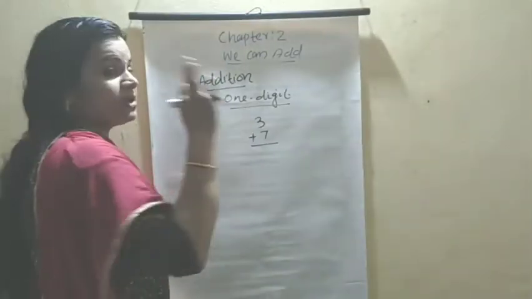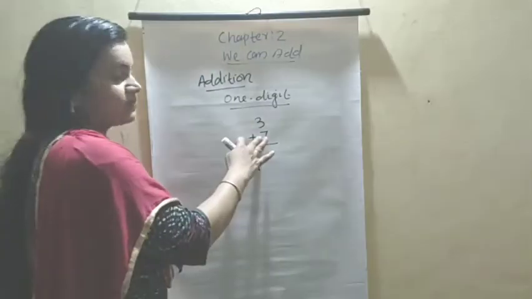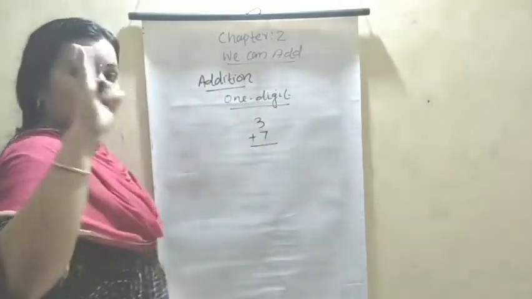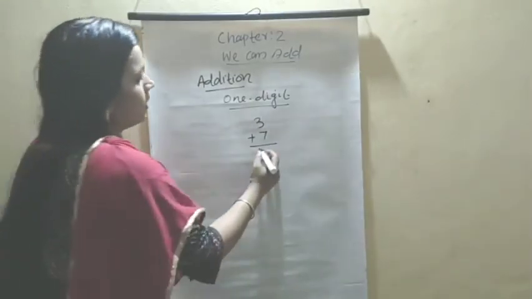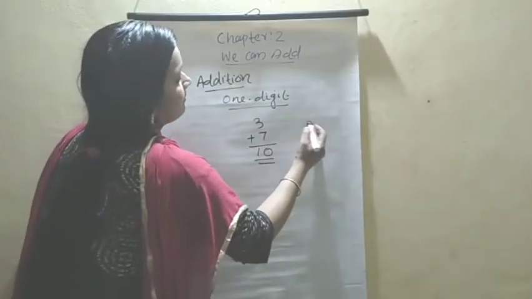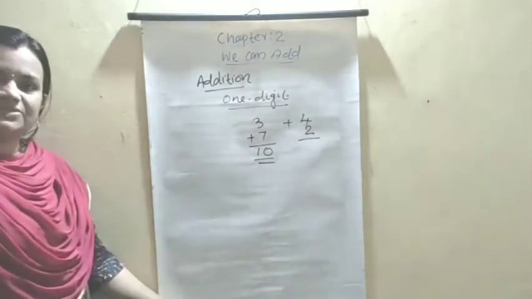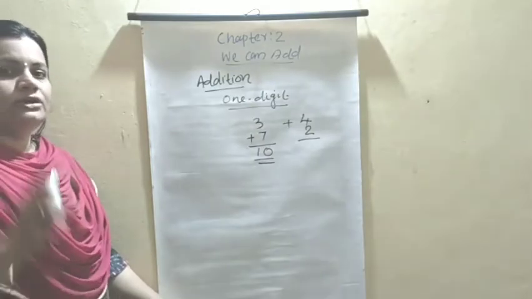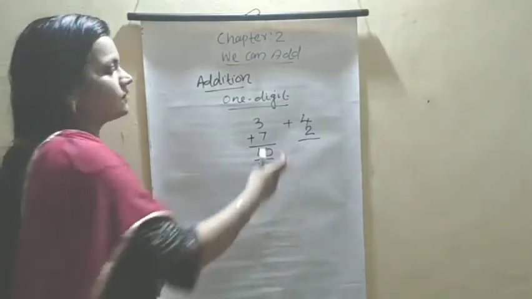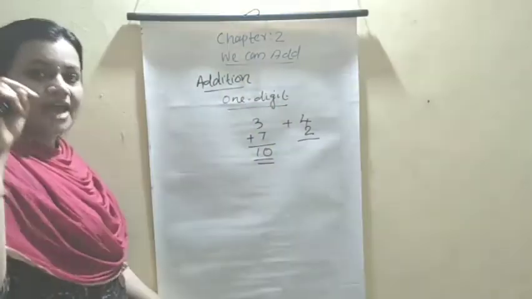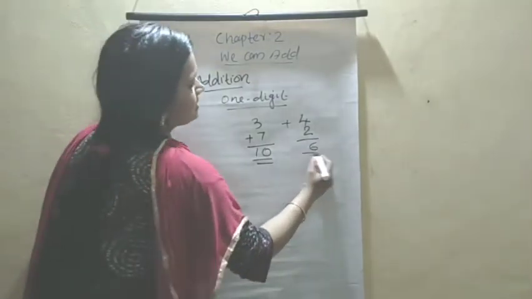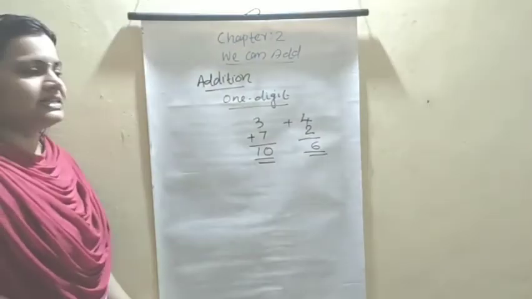Again take 3 fingers in your hand. Count after 7: 8, 9, 10. What is this? 10. 4 plus 2, or 2 plus 4. Both are same. So take your 2 fingers. Count after 4: 5, 6. This is the addition of 1 digit numbers.